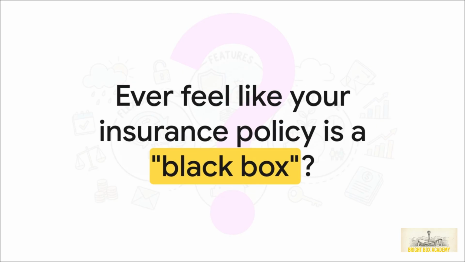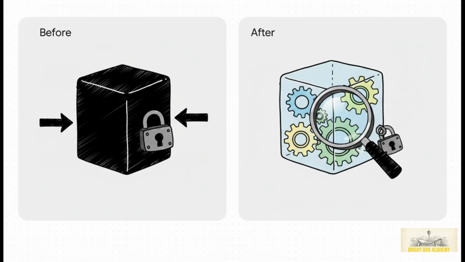With a lot of traditional insurance policies like whole life, it's like this: you put your premium payments in, and you're promised that someday a death benefit will come out. But what's happening in between? For most people, it's a complete mystery. It's just a black box where you have almost no say and even less visibility. Well, Universal Life, or UL, was created to crack that black box wide open.